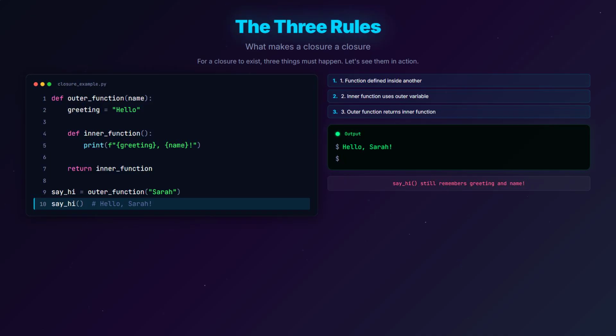Watch the code on the left as we define our outer function with an inner function inside it. Notice how the inner function uses the greeting and name variables from the outer scope. When we call the outer function with Sarah as the argument, it returns the inner function. Now, here's the magic. Even though the outer function has finished running, when we call say_hi, it still remembers greeting and name. That's a closure.